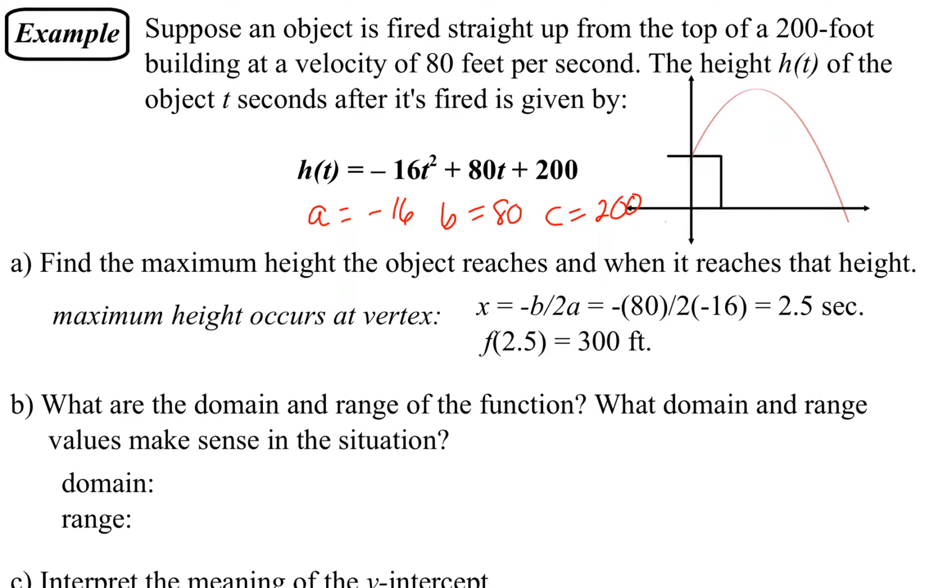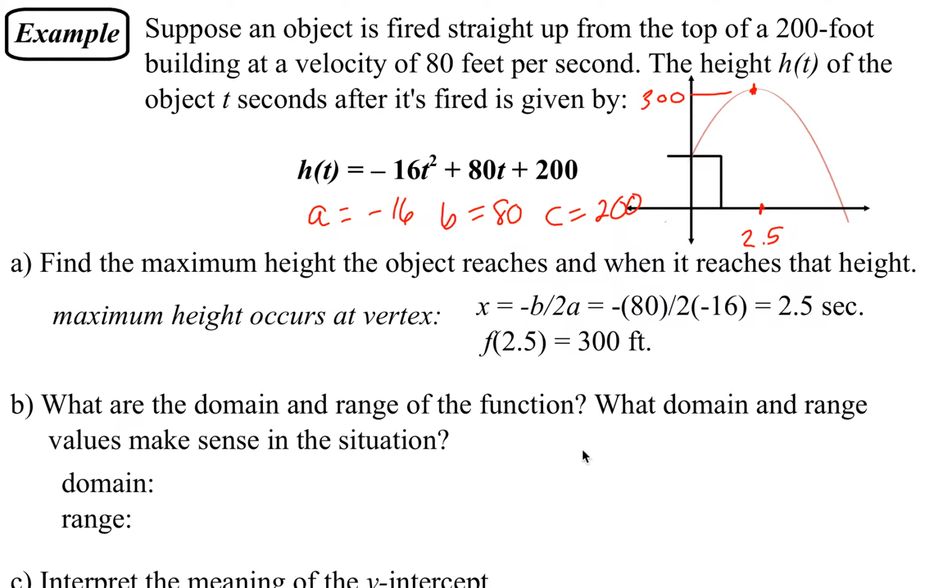So that tells me up at this top point right here, we have a point right there. And if we go across, this point right here will be 300 feet. And that happens at 2.5 seconds. So x equals 2.5 and y equals 300.